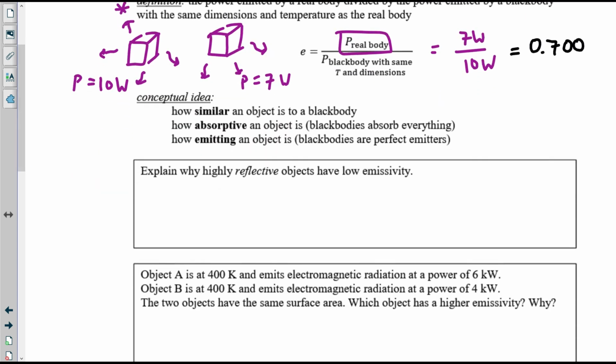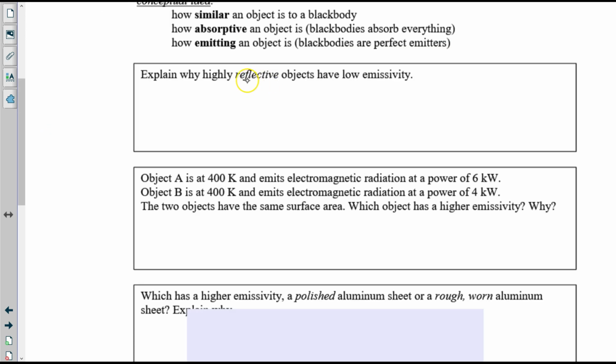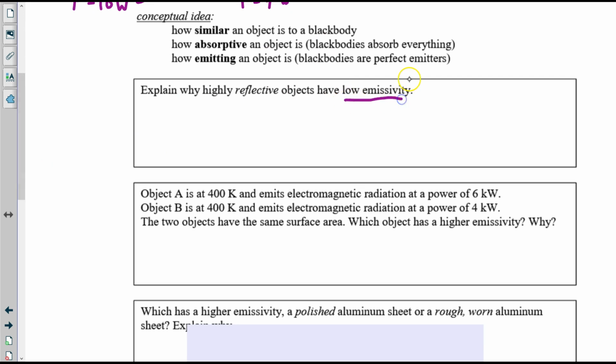Let's answer this question below. Why is a highly reflective object going to have low emissivity? What do we know about reflective objects? If it's reflective, it doesn't absorb very much.